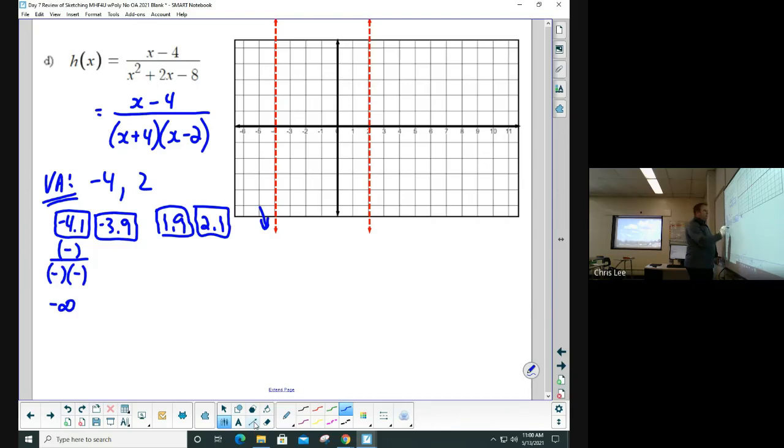-3.9 minus 4 is still negative. -3.9 plus 4 now gets me to the positives. -3.9 minus 2 is still going to be negative. The bottom then is going to be a negative. And the negative divided by a negative is a positive, and we end up with it opening up.